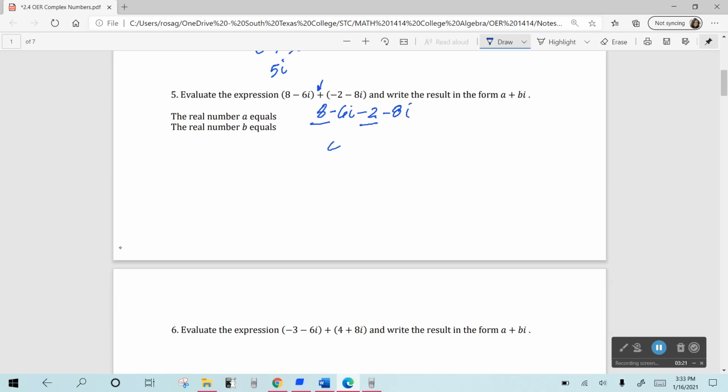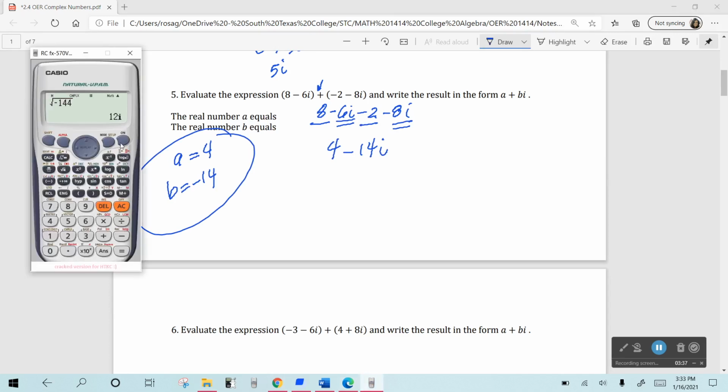8 minus 2, that's 4. That one and that one, that will be minus 14i. So the a is 4 and the b is negative 14. I'm not putting the i because they're just asking for a and b. Now this is another one you can just put in your calculator, but I think it's just more work than it's worth, to be honest.